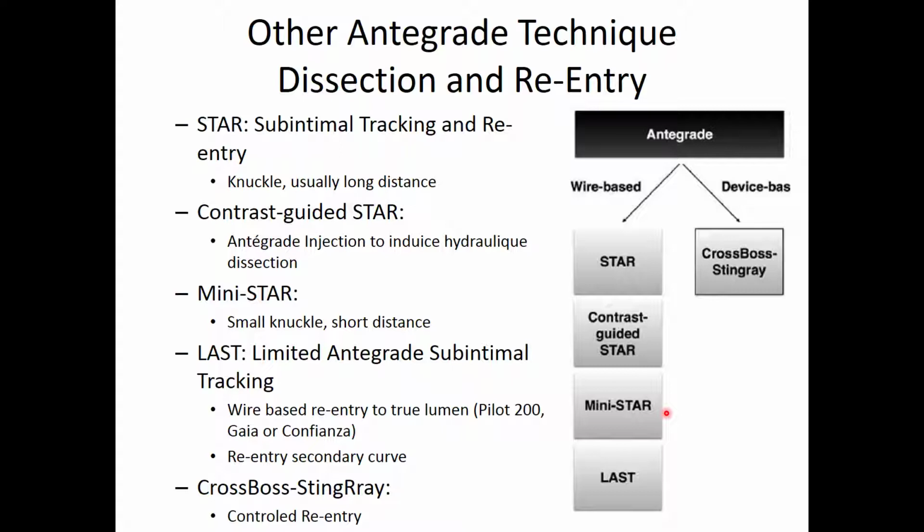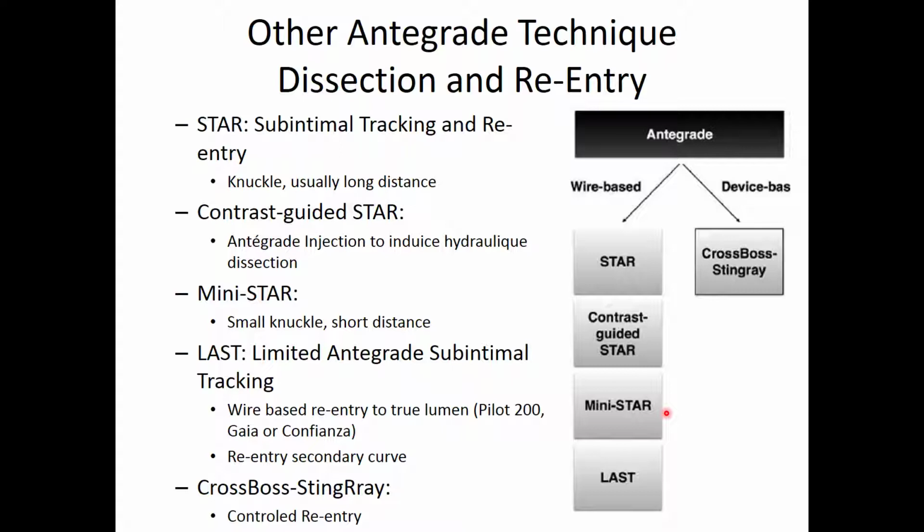This is a wire-based re-entry where we use dedicated wires such as the Pilot, the Gaia Second or Third, or the Confianza to re-enter using a double shape on the distal tip of the wire. And of course, you have the re-entry systems, which are the CrossBoss and the Stingray system that you can use.